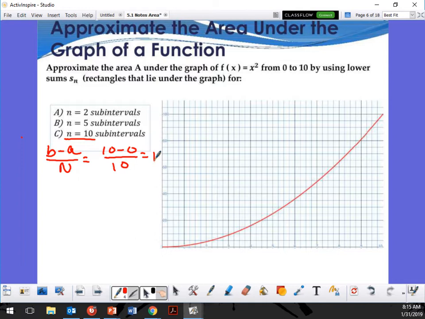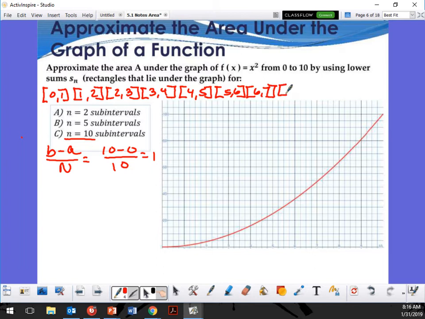So let's take a look at my interval. I'm going to start over here. My intervals are from 0 to 1, 1 to 2, 2 to 3, 3 to 4, 4 to 5, 5 to 6, 6 to 7, 7 to 8, 8 to 9, and 9 to 10.